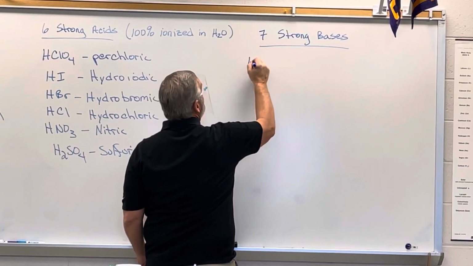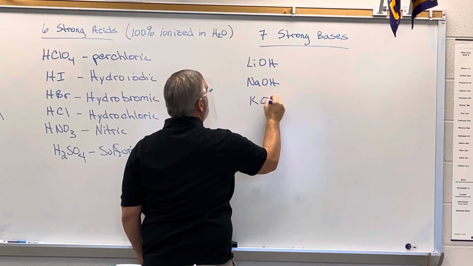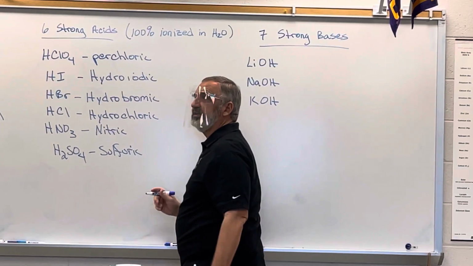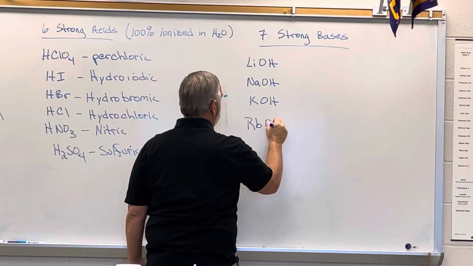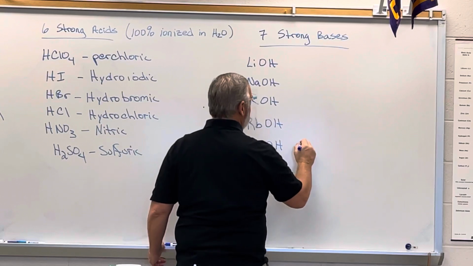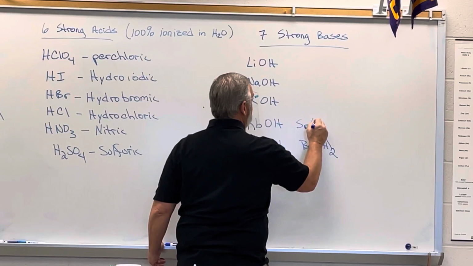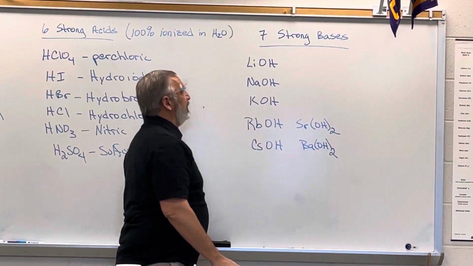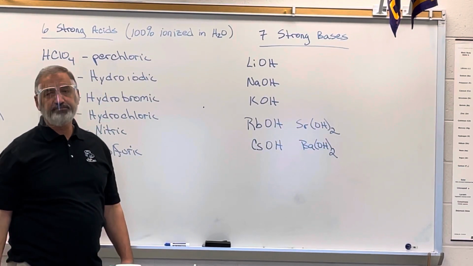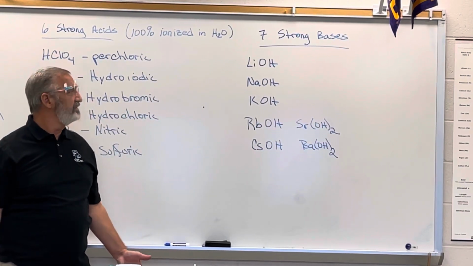So we have lithium hydroxide, sodium hydroxide, potassium hydroxide, rubidium hydroxide, and cesium hydroxide. Then we have barium and strontium. Those 7: 1, 2, 3, 4, 5, 6, 7. Those are your only strong bases, the only ones that are soluble in water.